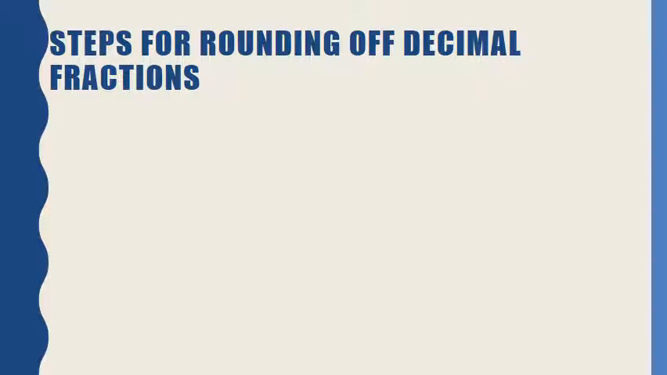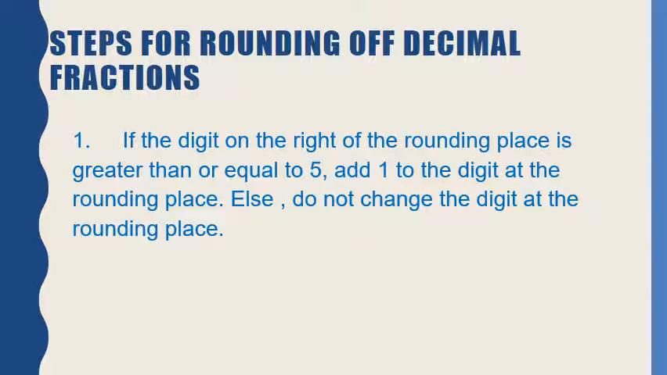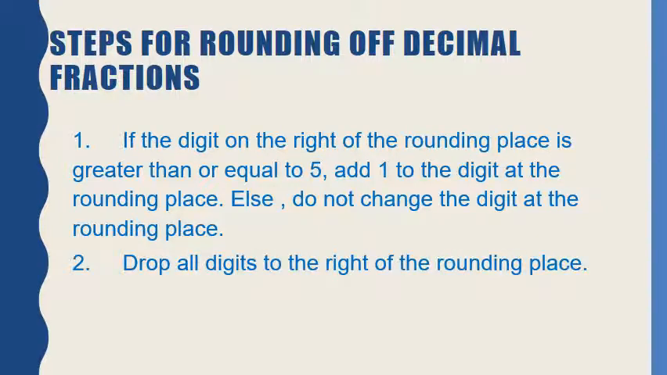Now let us revise and learn what are the steps for rounding off decimal fractions. Well, the first step is if the digit on the right of the rounding place is greater than or equal to 5, we add 1 to the digit at the rounding place. Else, we do not change the digit at the rounding place. The second step is drop all the digits to the right of the rounding place. What do we mean by drop? Means we will not write the digits which are to the right of the rounding place.